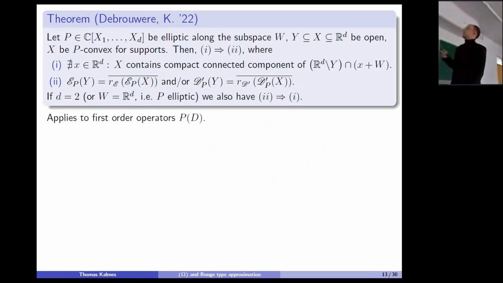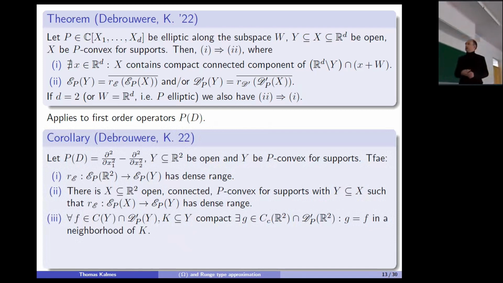Okay, so this theorem is applicable to first order operators, as they act elliptically along one-dimensional subspaces. This can be used to investigate kernels of differential operators which factor into first order operators, like the wave operator in one spatial variable. This is the product of two first order operators. And for this operator, we have this very strong approximation theorem, assuming that our small set Y is p-convex for supports.